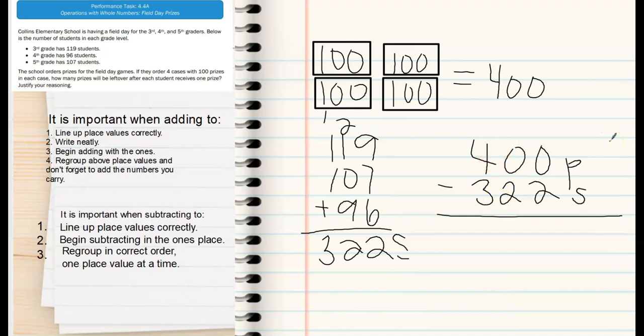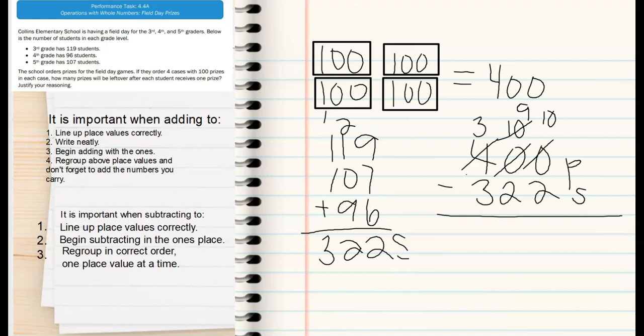Okay, I'm going to take one of my hundreds away and regroup it as 10 tens. Now that I have 10 tens, I can regroup one of my tens by taking one away, and now I have 9 tens and 10 ones. Now let's go ahead and subtract.